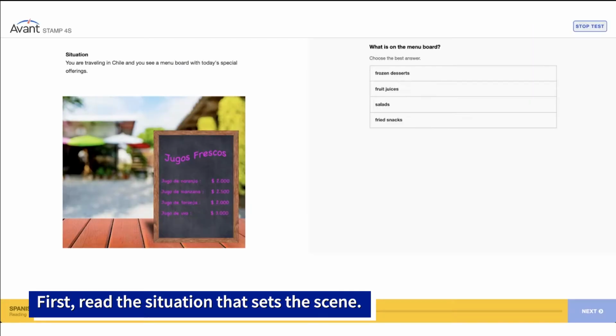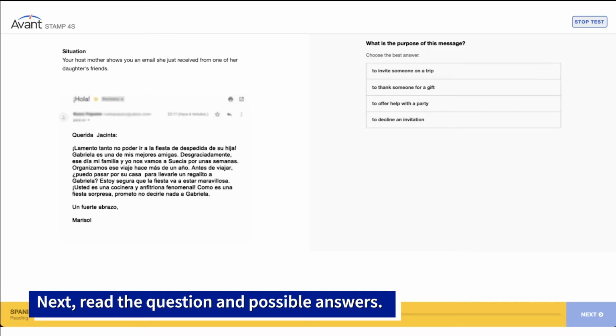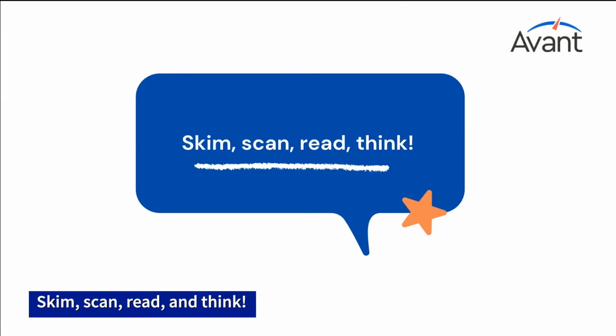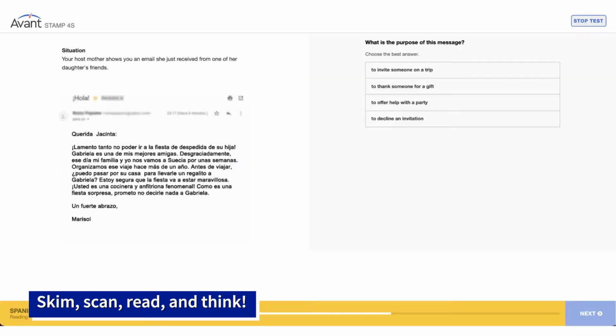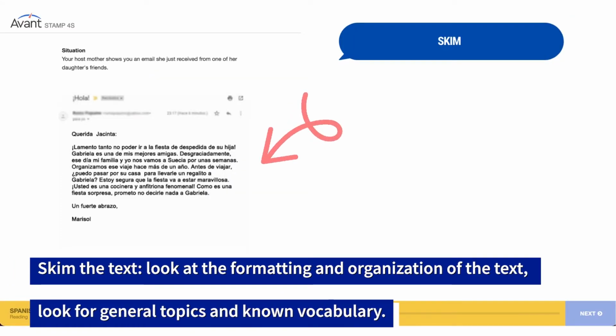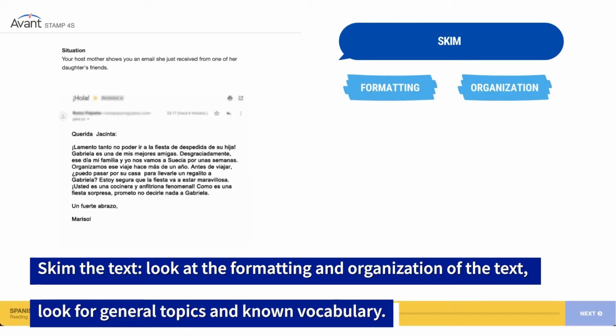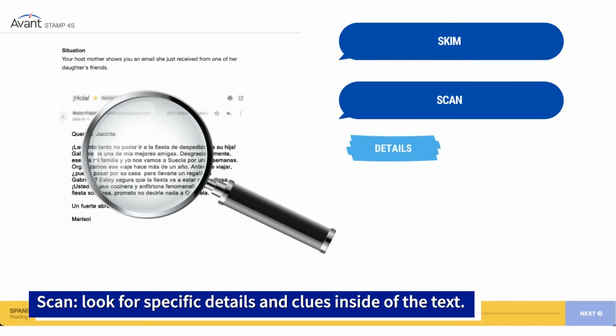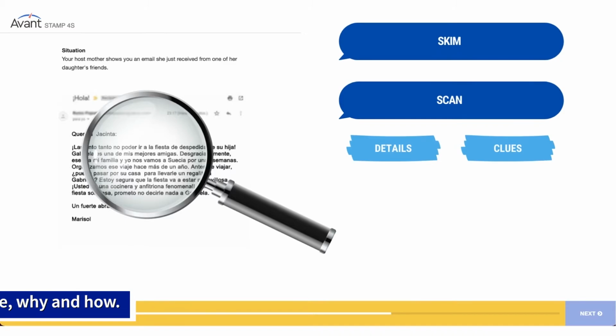First, read the situation that sets the scene. Next, read the question and possible answers. Skim, scan, read, and think. Skim the text. Look at the formatting and organization of the text. Look for general topics and known vocabulary. Scan. Look for specific details and clues inside of the text.